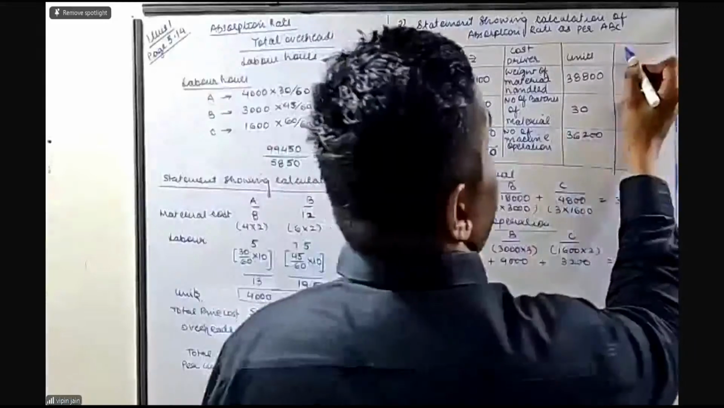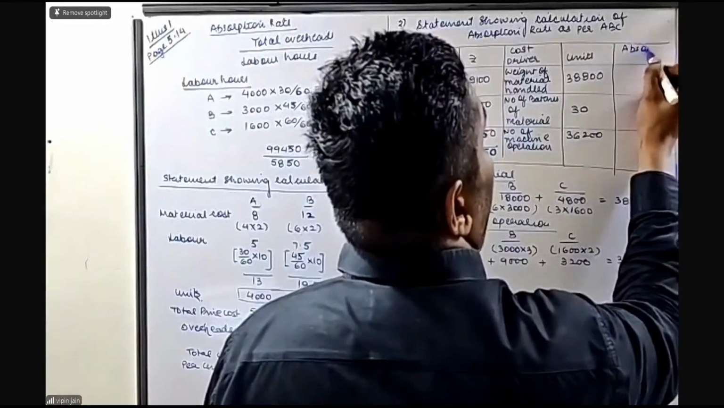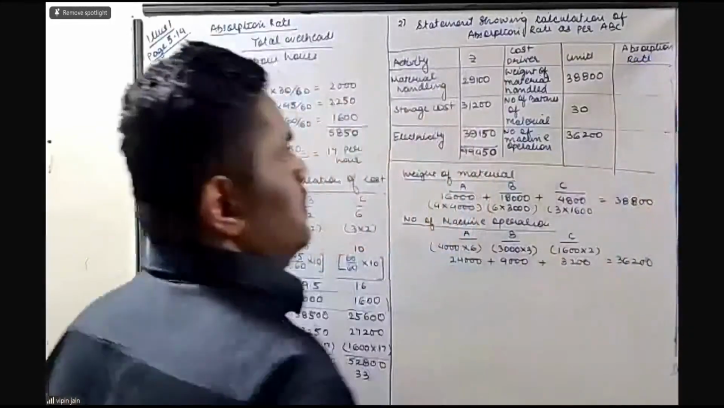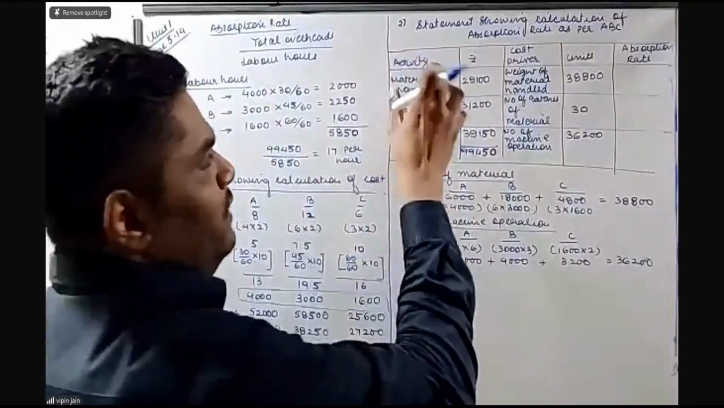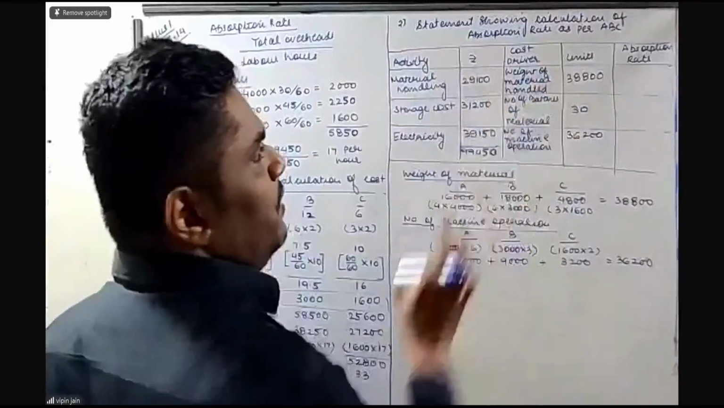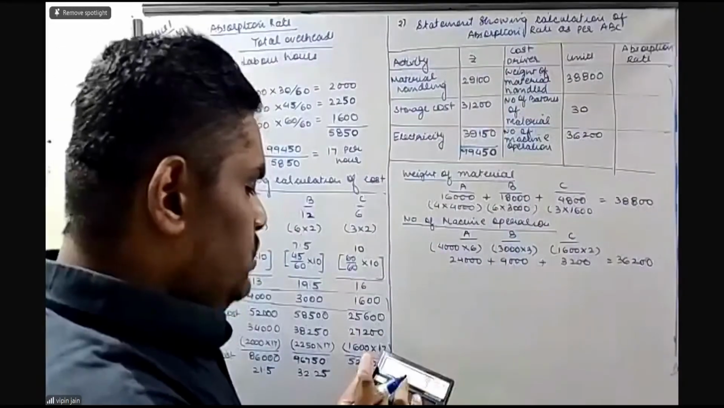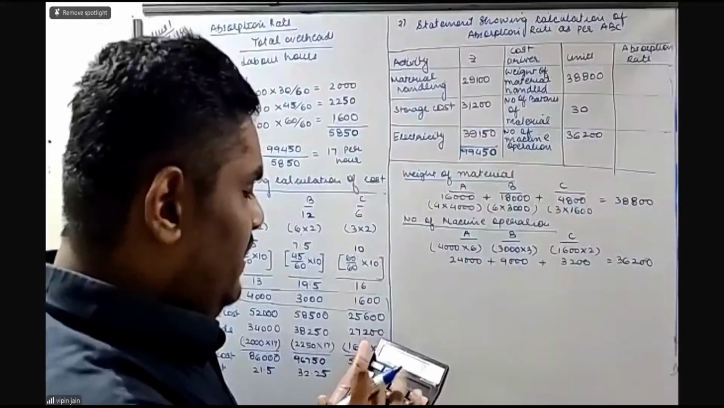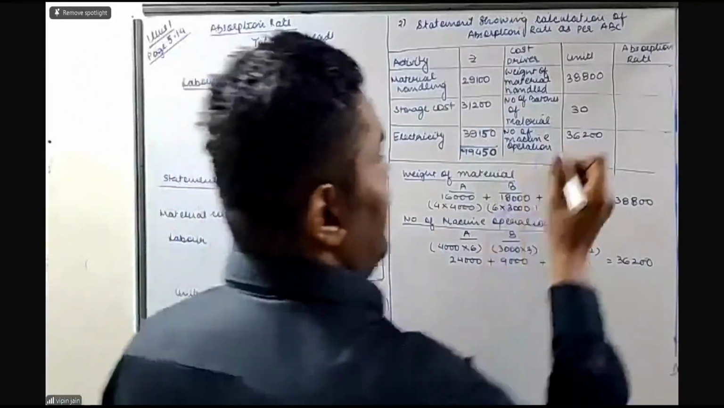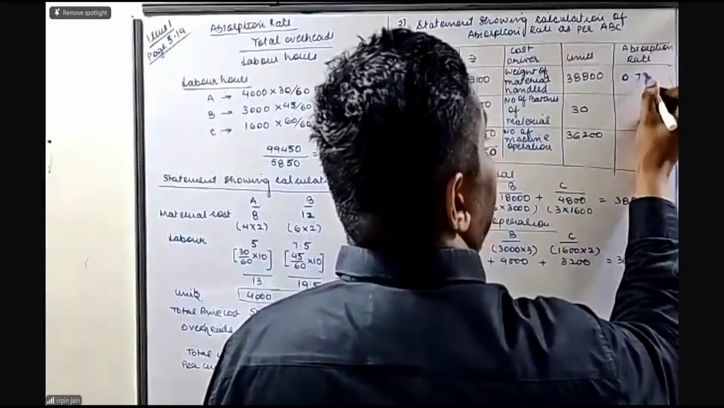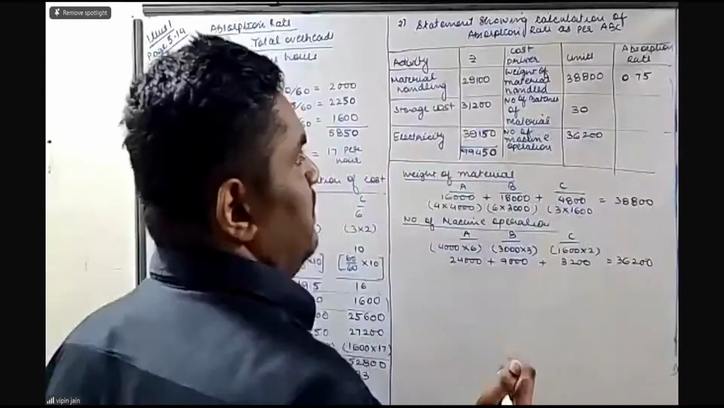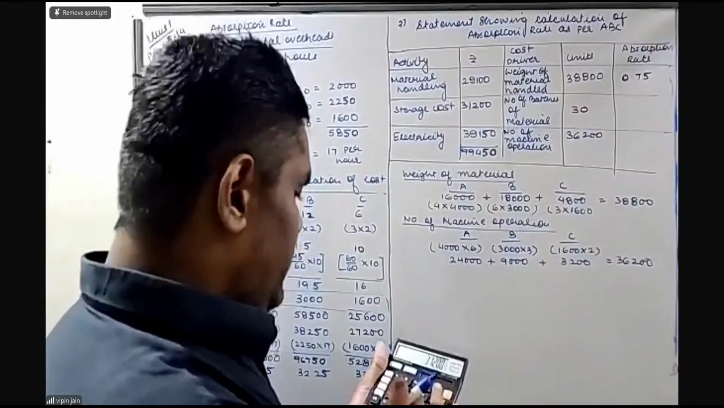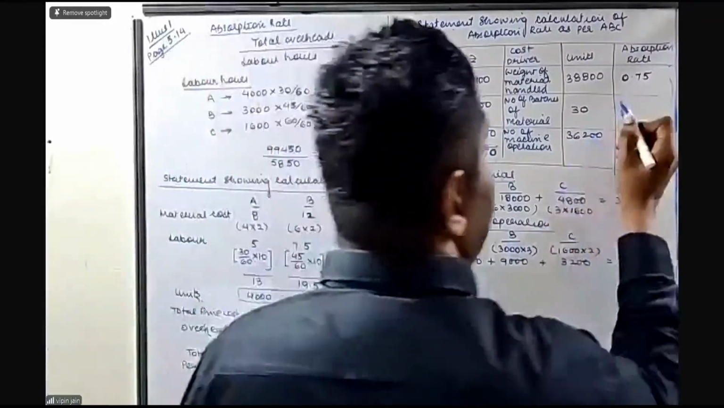Now the last part, absorption rate. Very simple, guys. When talking about material handling, it is to be absorbed on the basis of weight of material. So 29,100, the total amount, divided by weight of material, 38,800, gives 0.75 per kg as my absorption rate. When talking about storage cost, 31,200 divided by 30 will be 1,040.